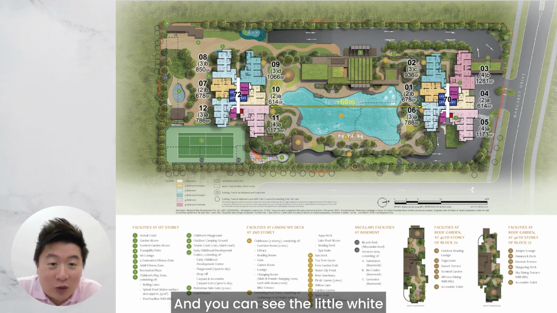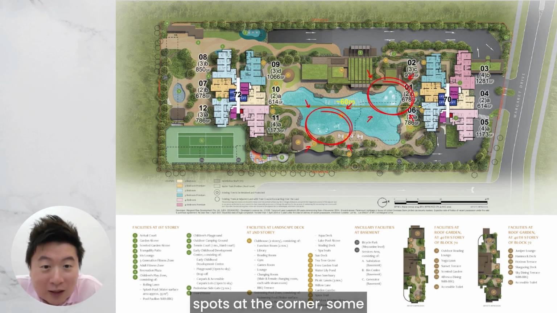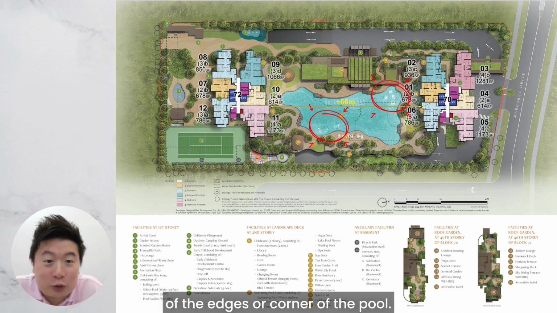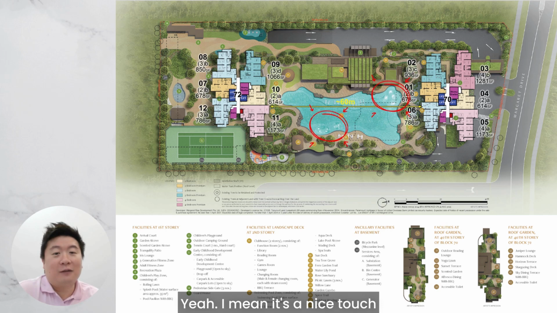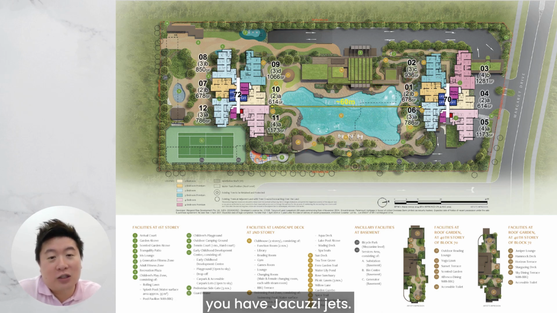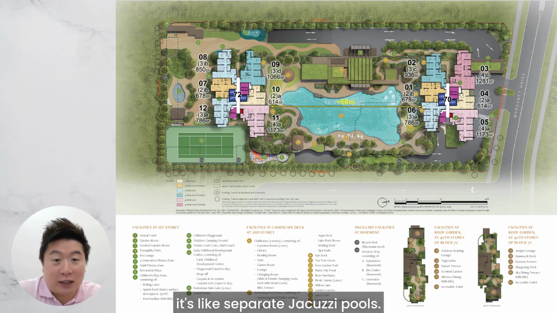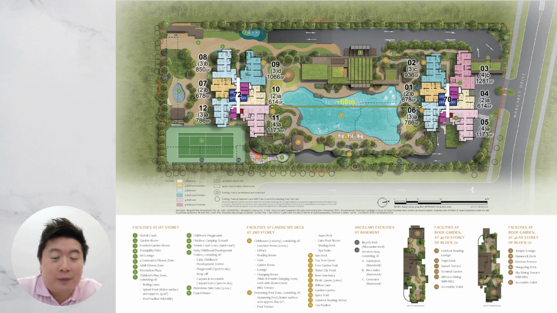And you can see the little white spots at the corner, some of the edges or corner of the pool, right? That's jacuzzi jets. Yeah. So nice. I mean, it's a nice touch. You have jacuzzi jets. Although it would be better if it's like separate jacuzzi pools, right?